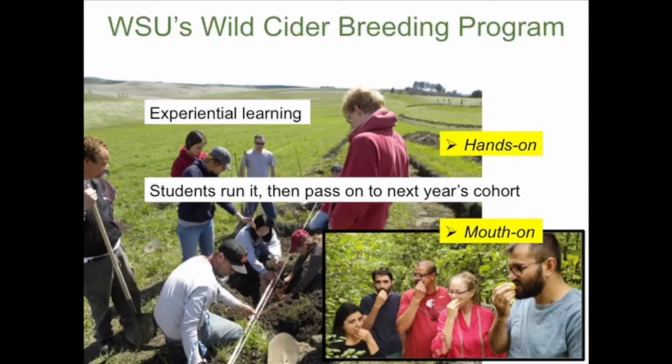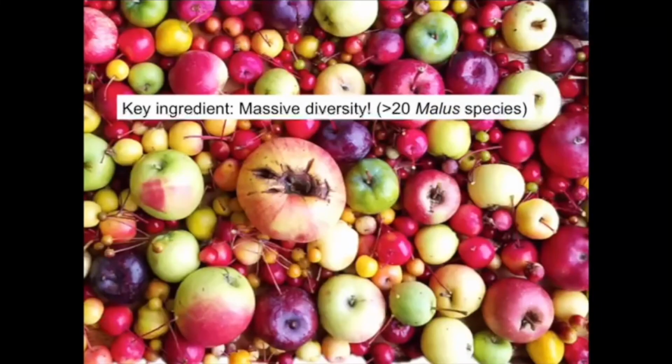So here are a bunch of my current students out in the orchard about a month ago. A key ingredient that we have in this breeding program is the massive diversity that we have. So we have on hand more than 20 of the Malus species, and that's why we've got the word wild in the title of the breeding program, which brings all sorts of genetic factors in and mixes all sorts of things up. So it's a load of fun.